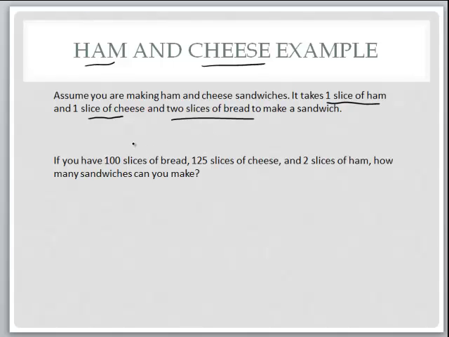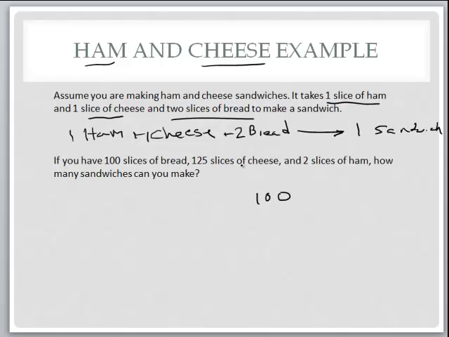The idea here is that it's supposed to represent a chemical reaction. In other words, you've got the ham, one slice, you've got the cheese, one slice, and you've got two slices of bread to react to give you one sandwich. So if you have 100 slices of bread, 125 slices of cheese, and you've got two slices of ham, how many sandwiches can you make?